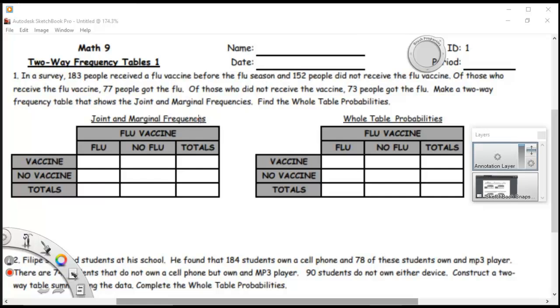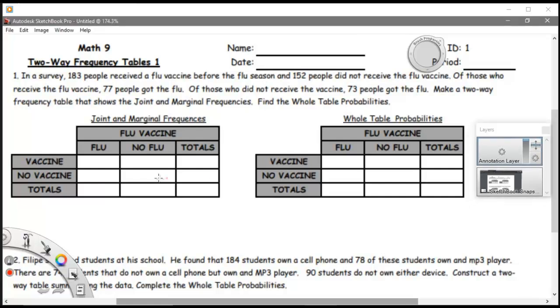This video will show you how to do two-way frequency tables. We'll be doing joint and marginal frequencies, and we'll also be figuring out what we call whole table probabilities. The inside is called the joint frequencies, and the marginal frequencies are the cells on the outside edge.